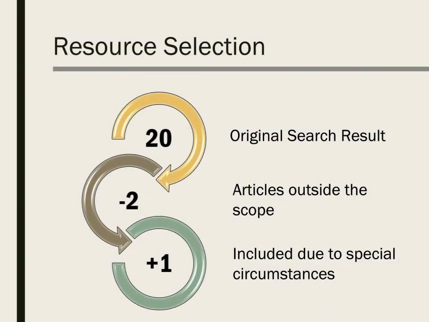The initial database search provided 20 articles that met the search criteria. After review, 2 articles fell outside the scope of the search. 1 article was removed. The second article was included in the review due to the scarcity of research on learner disorientation in the older adult population.